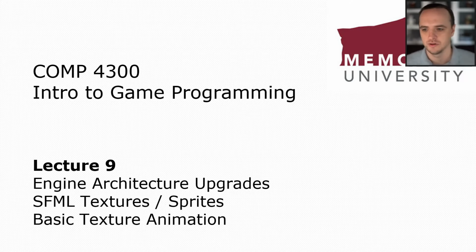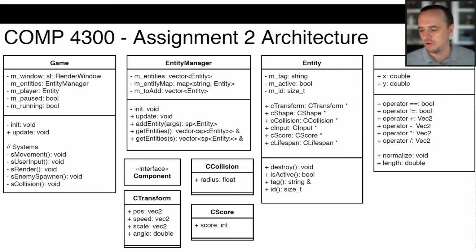Alrighty. So lecture number 9. We're going to first talk about some engine architecture upgrades and why those matter. Then we're going to talk about SFML textures and sprites and how we can do basic texture animation in our game engine. So if you recall, you're all working diligently on assignment 2.